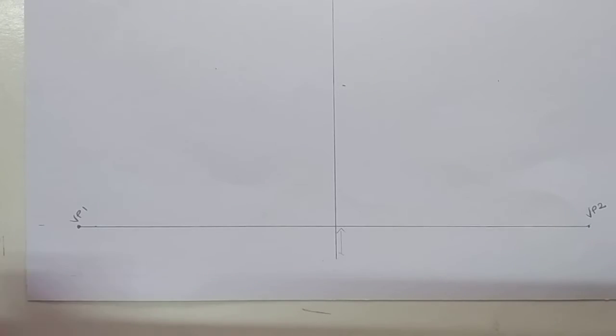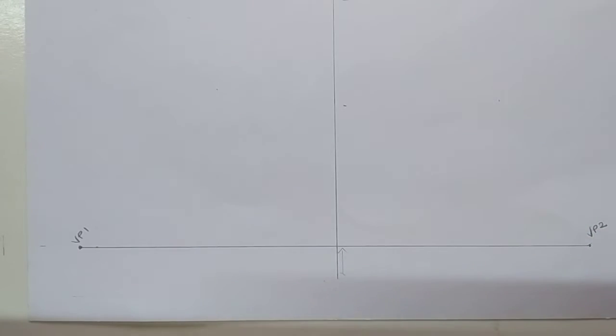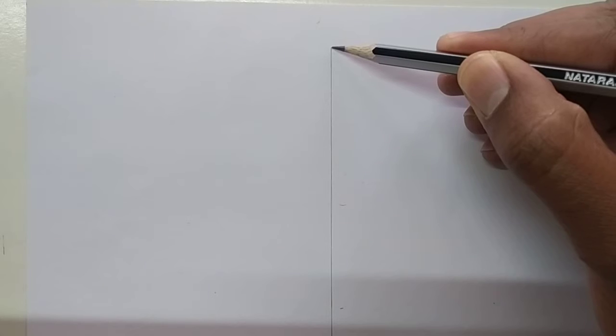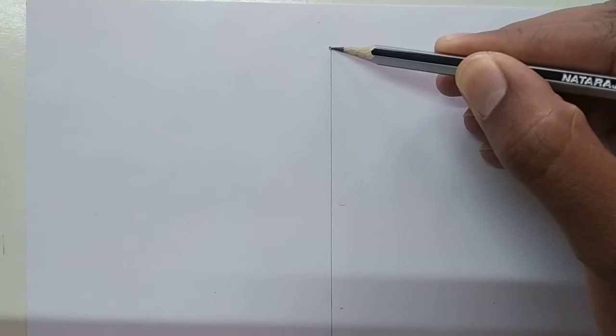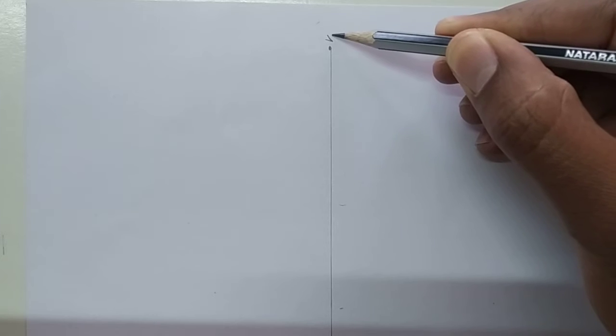So now, having drawn the vertical line, I need to put in place the third vanishing point. The third vanishing point will come on the top end of the vertical line. So this is where the third vanishing point will come. I'll call this VP3. So I have something like this put in place.